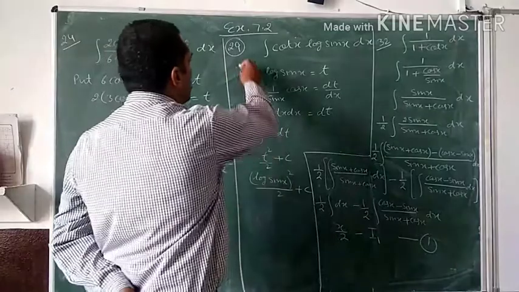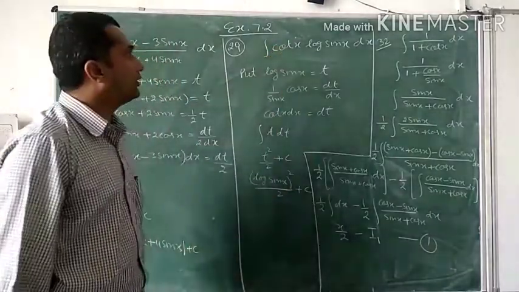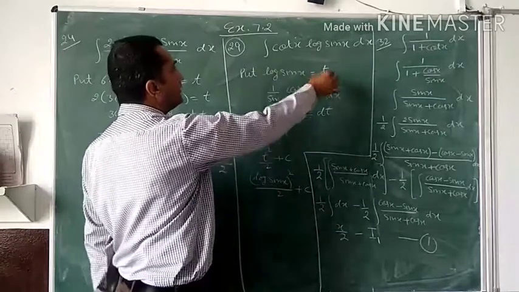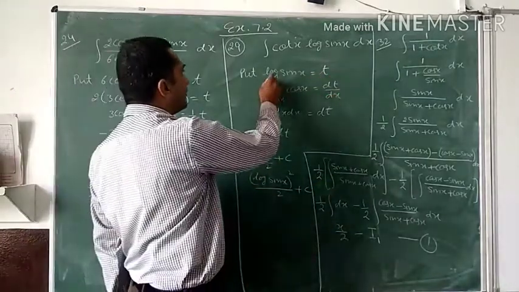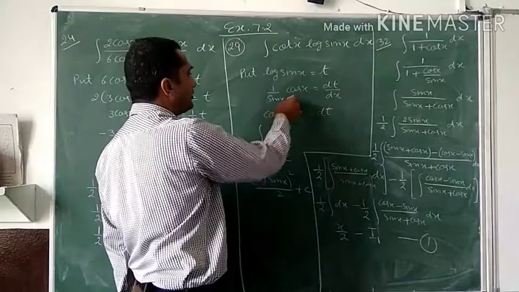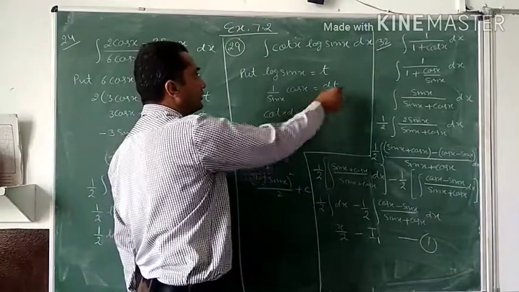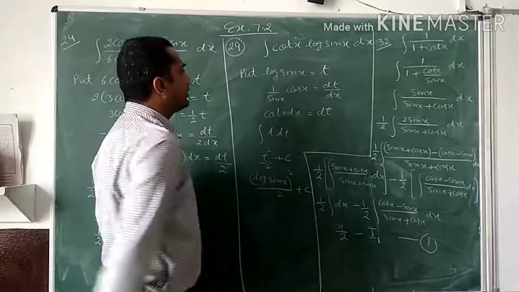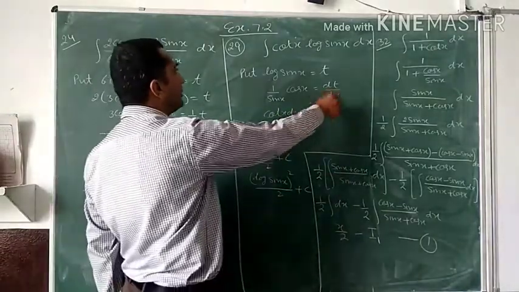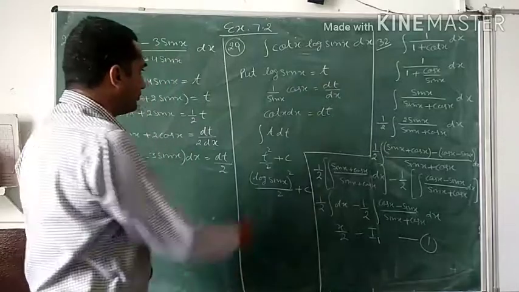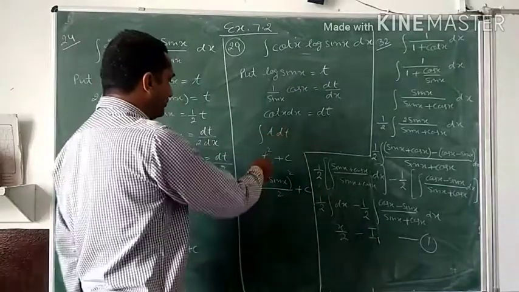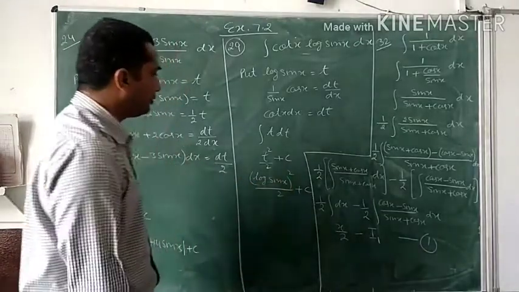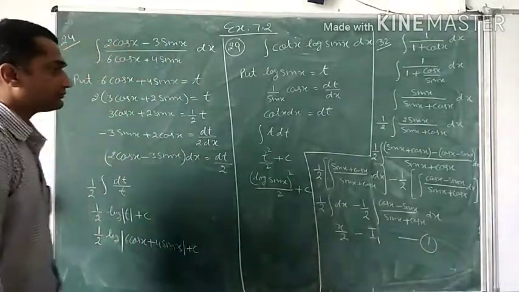Next, question number 29, integrating cot x log sin x dx. Put log sin x is equal to t. Derivative of log sin x is 1 by sin x, derivative of sin x is cos x, is equal to dt over dx, so cot x dx is equal to dt. Now substituting these values in this integral, we will get t dt, and it will be t square over 2 plus c, log sin x whole square over 2 plus c.